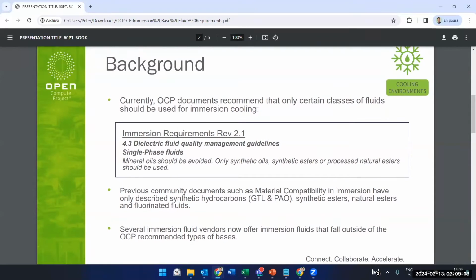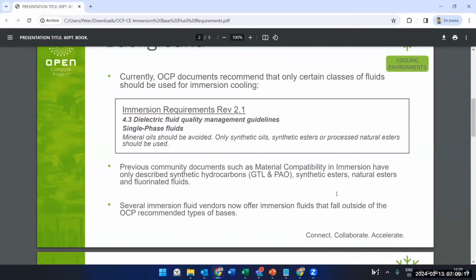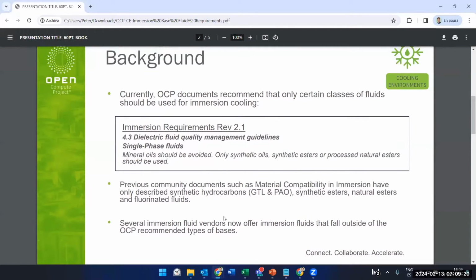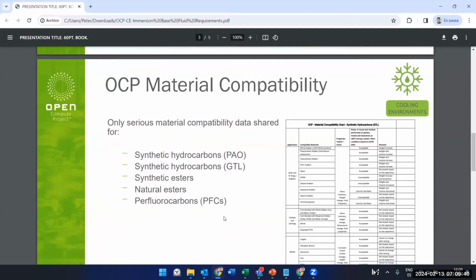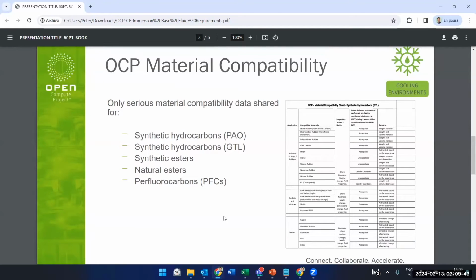Like I was saying, other documents have only talked about certain types of synthetic hydrocarbons, GTL and PAO. And the last point here is that this is going against a little bit what's emerged in the market in the last few years, where we now see several immersion fluid vendors offering immersion fluids that do not strictly fit within these categories. So to explain a bit more behind why we've ended up with those types of statements and classifications.